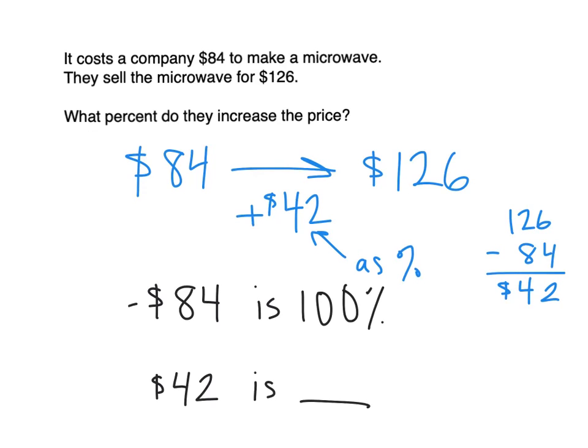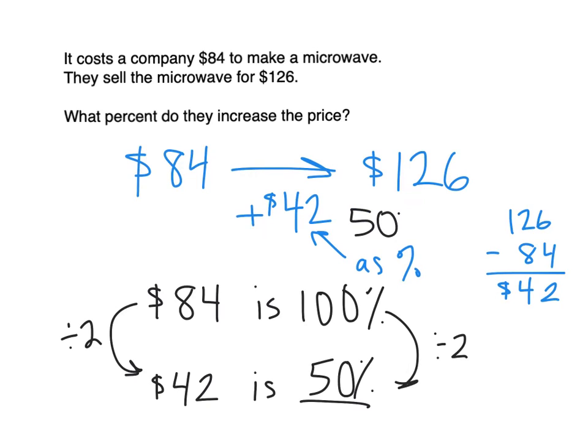So I noticed that I can divide by 2. 84 divided by 2 is 42. So I would divide this by 2. And that would give me 50%. So $42 is worth 50%. So I can say that they increased the price by 50% because those are equivalent to each other.